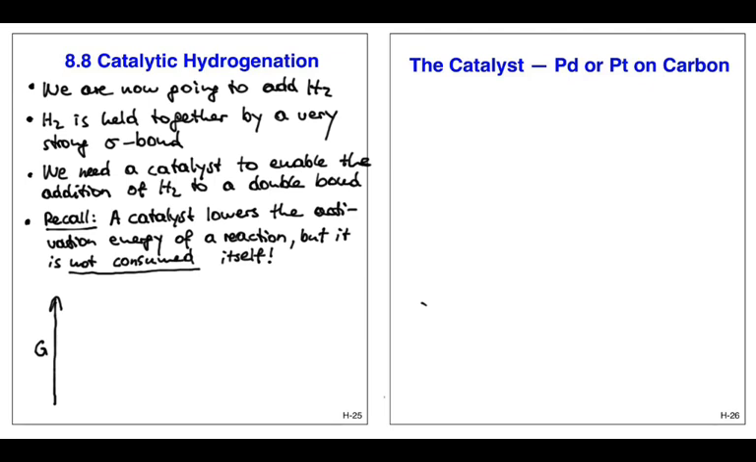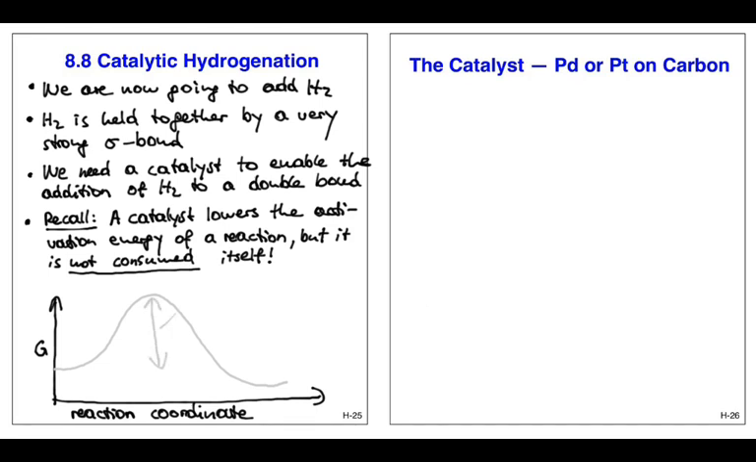We have G here on the y-axis. G is the free energy, delta H minus T delta S. And here on the x-axis we have the reaction coordinate for the reaction. This would be a typical reaction coordinate for a reaction without a catalyst, and you see the activation energy there highlighted in gray. That's the activation energy without a catalyst.